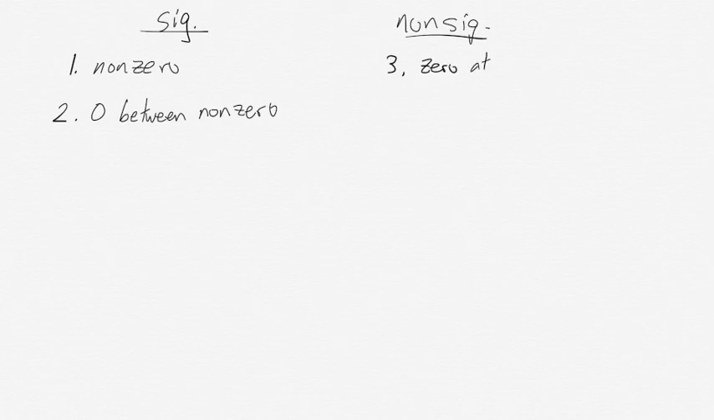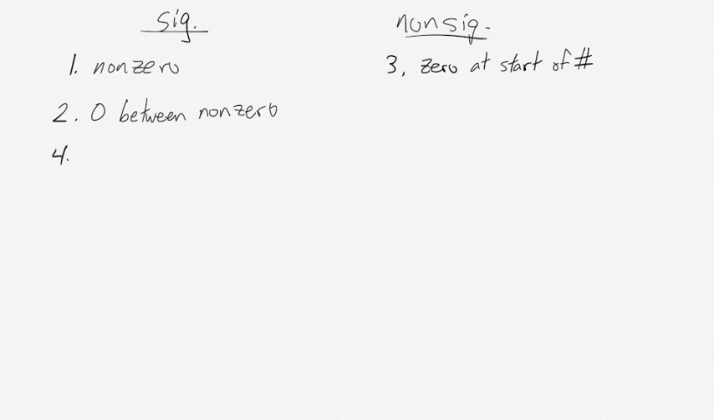The first rule is that non-zeros are always significant. The second is that zeros between non-zeros are also significant. The third is that zeros at the beginning are non-significant. They just indicate the position of the decimal point, basically. It gives you an idea of the scale that the number's on.